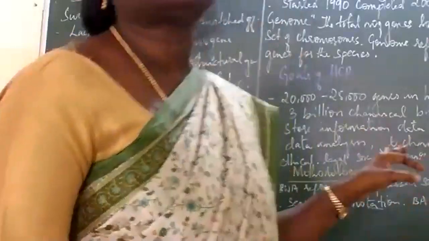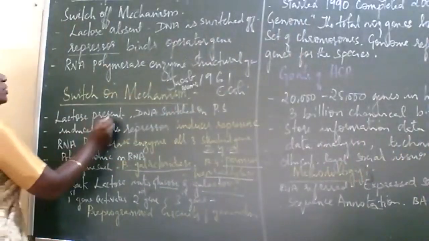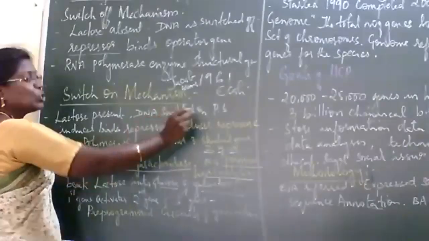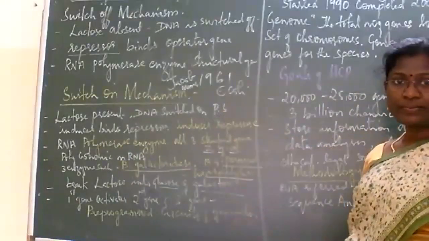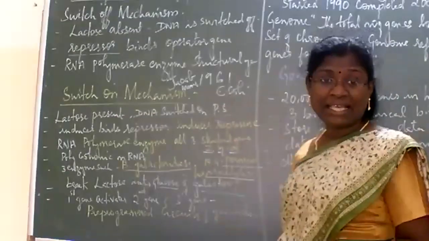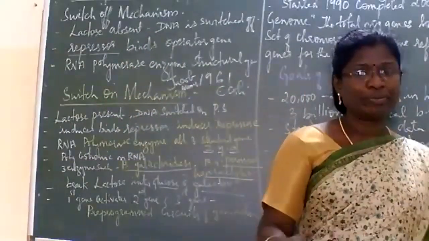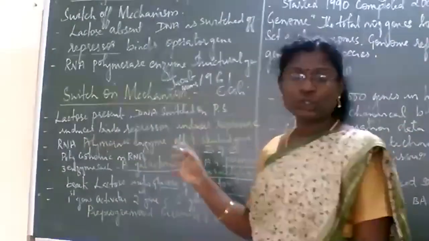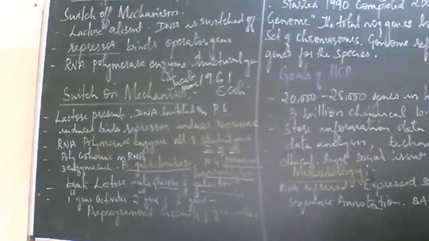But when you see the switch on mechanism, it is a long sequence. In the switch on mechanism, lactose is present in the nutrient medium and the DNA is switched on. Switched on means protein synthesis is taking place. Here lactose was absent, so no problem. But here lactose is present, so the switch on mechanism takes place. It is inducing, initiating production. The lactose molecule in the nutrient medium acts as an inducer, which binds to the repressor to form one complex.